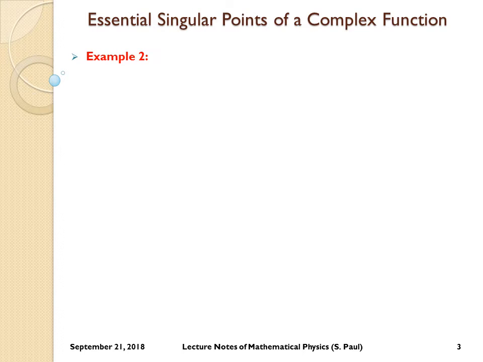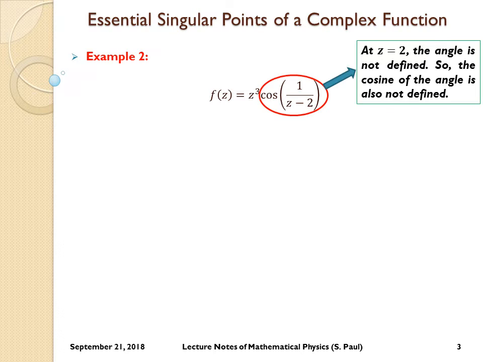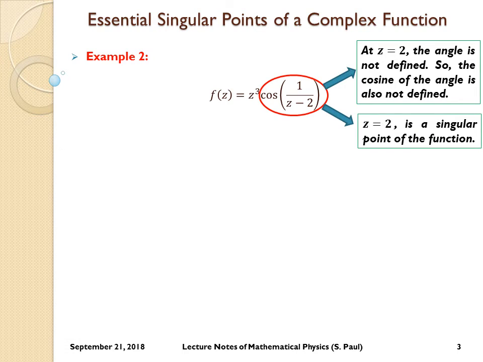Next we will take the second example, and the function we have taken is f of z equal to z square into cos of 1 by z minus 2. As discussed earlier, at z equal to 2, the angle 1 upon z minus 2 is not defined, so the cosine of the angle is also not defined. So we can say that z equal to 2 is a singular point of the given complex function. Next we will find out the nature of singularity of the given function.